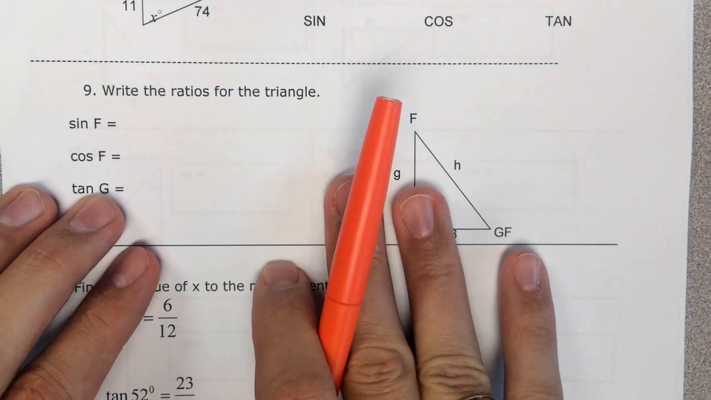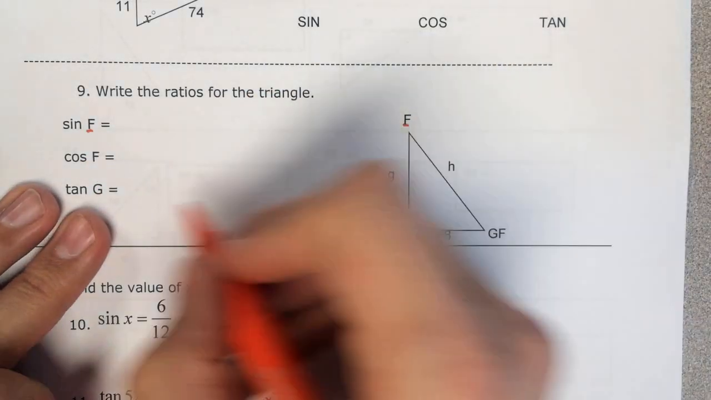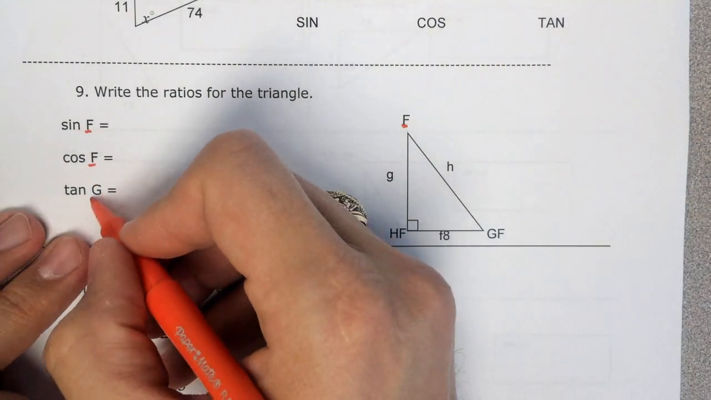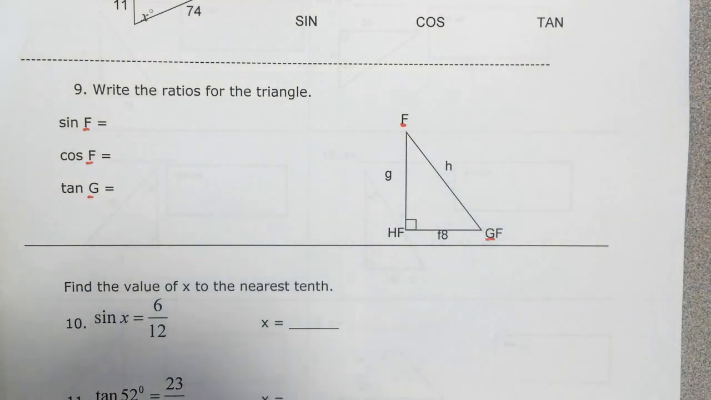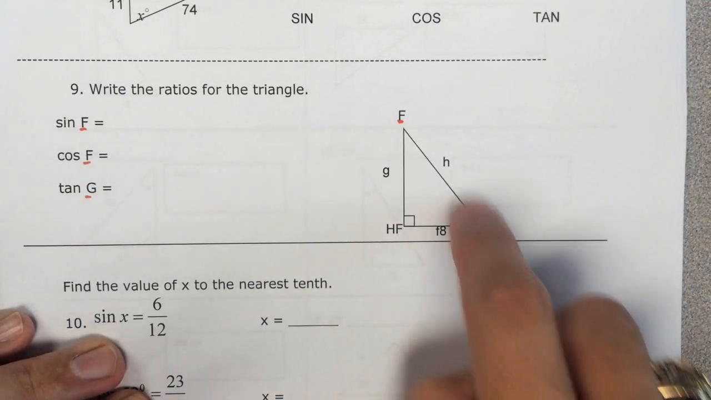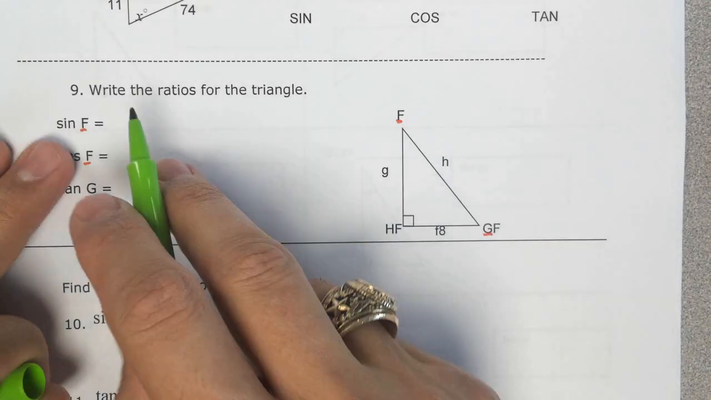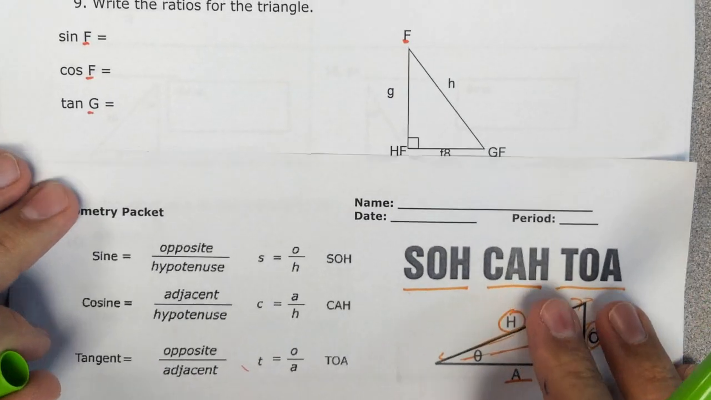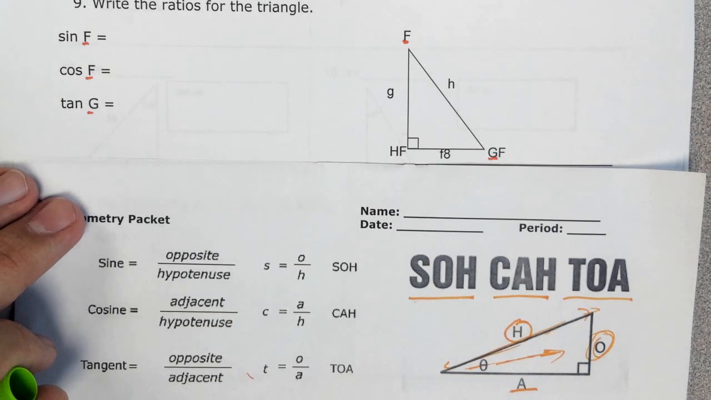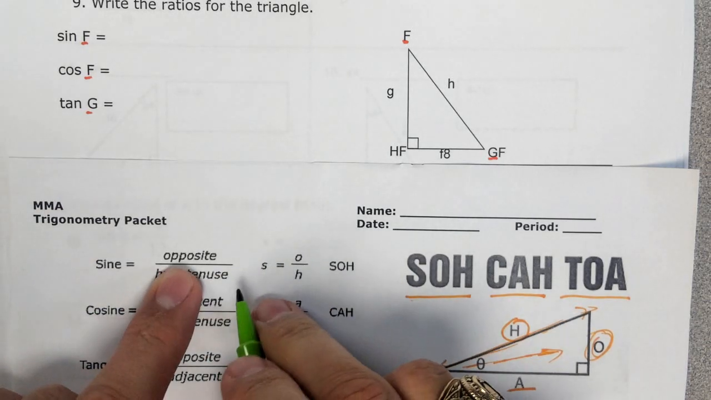Now we're going to set some of these up. This F, G, those are the angles. So this is the angles we're going to use right there. So let's see how we're going to set these up. Sine, see how useful this sheet is here? Sine is opposite over hypotenuse.